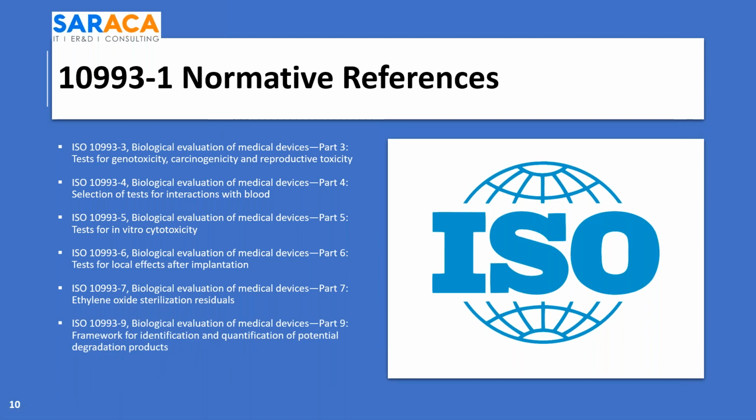Part 9, framework for identification and quantification of potential degradation products. Again, this goes along with long-term devices that are left in the body, or maybe in there for a short period of time, or 30 days or so. You need to know what's going to happen to that device. Is it going to degrade? Both part 9 and part 10 have changed in a somewhat dramatic fashion since 2018. So these need to be reviewed and you need to be familiar with them if they're applicable to your device. Part 10, test for irritation and skin sensitization, has dramatic changes in the way they're done.